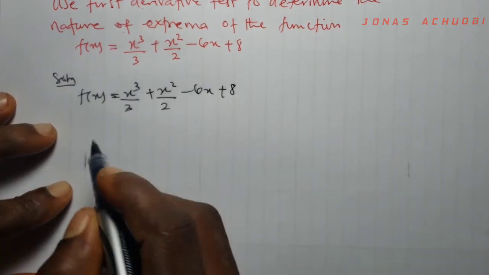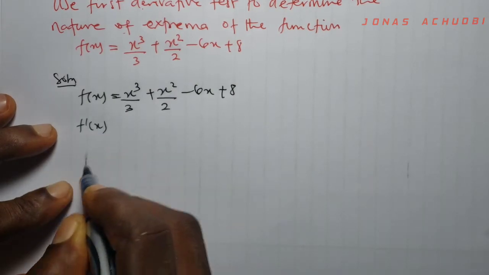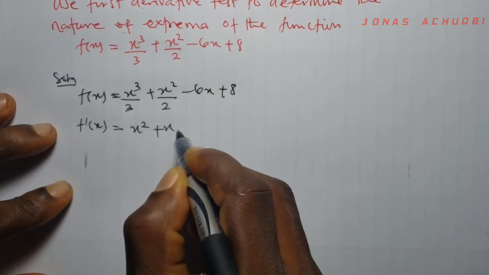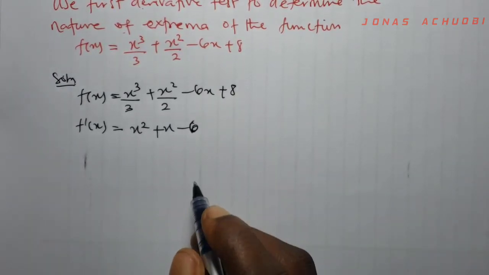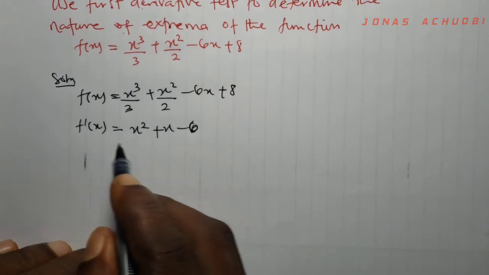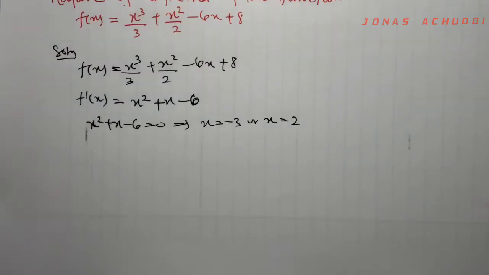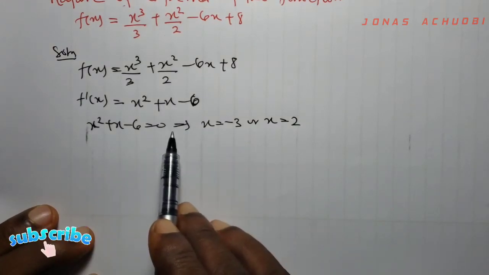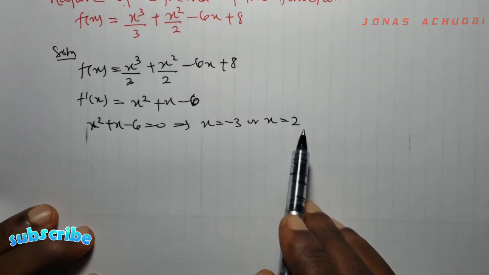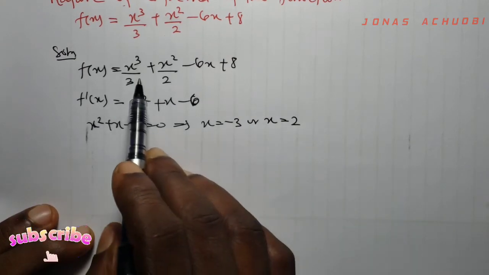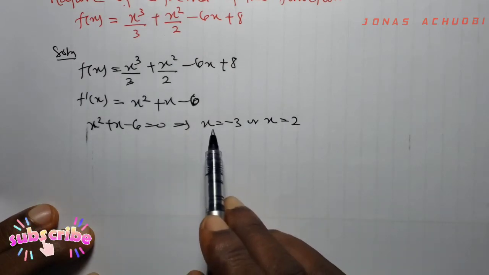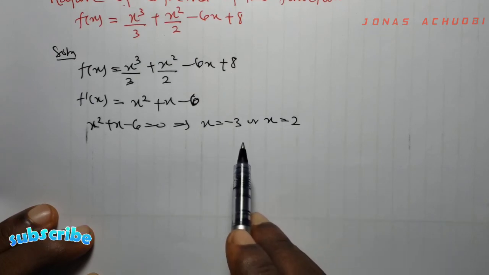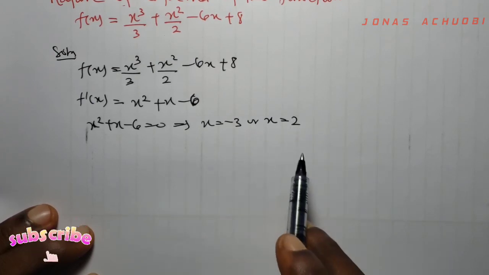So we take the first derivative, f prime of x, and that is what? That will be x squared plus x minus 6. So to get the critical values, what do we do? We set the first derivative to 0. So if we set x squared plus x minus 6 to 0, we get that x equal to minus 3 or x equal to 2. This means that this function has critical numbers x equal to minus 3 or x equal to what? 2. So now we have to determine the critical points that correspond to these two critical values.